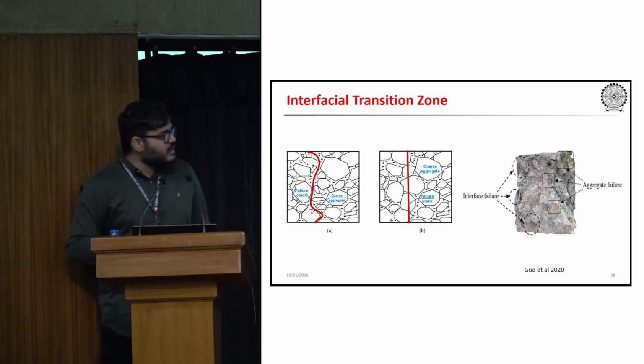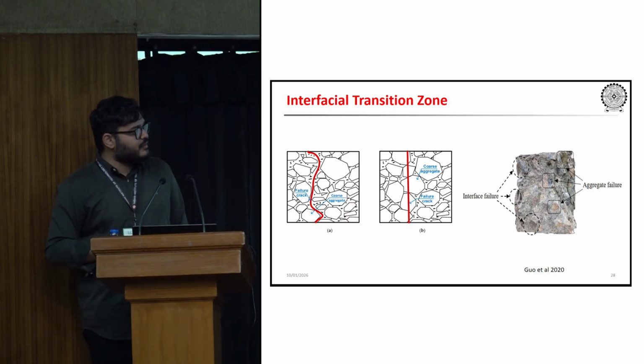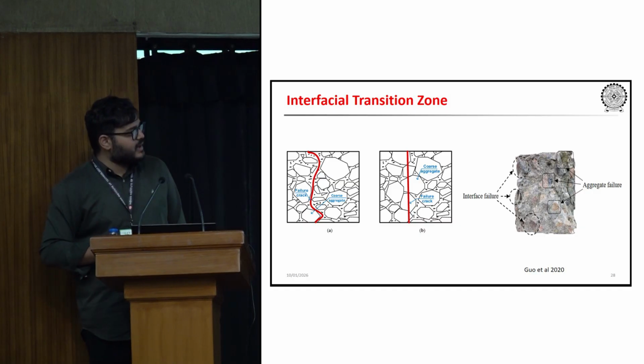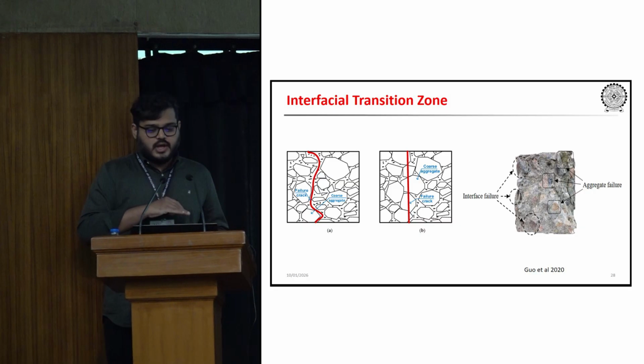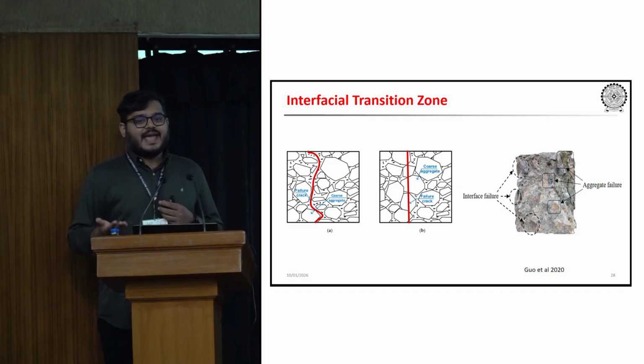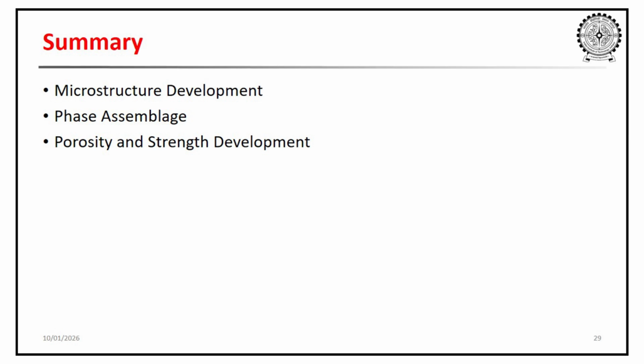And this is a realistic, real image. So you can see there are two types of failure. You can see an interface failure where the failure has happened through the ITZ. And you could also see the aggregate failure, because when you are applying a load, it is going to break the aggregates instead of the interface because you have strengthened the ITZ, right?